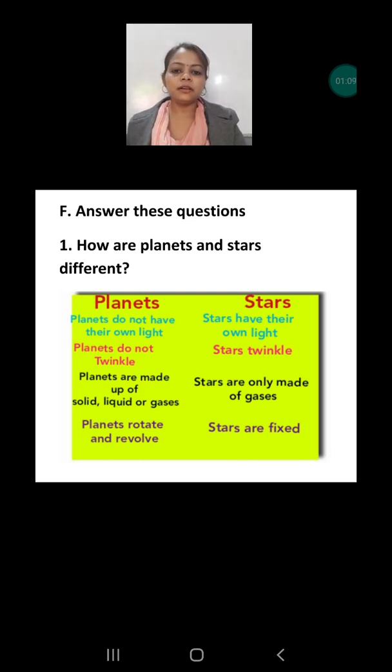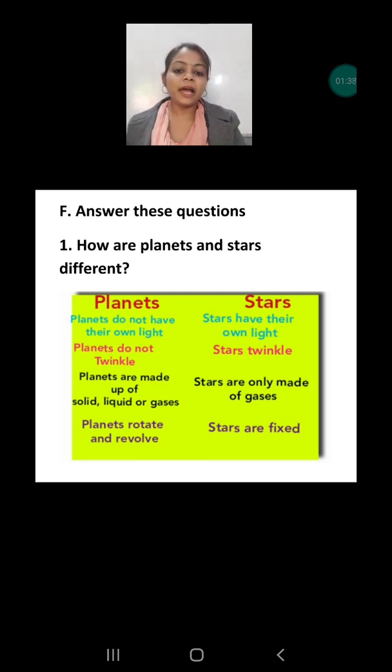Next, planets are made up of solid or liquid or only gases. In the inner planets, the planets are solid, whereas the outer planets are made of gases. Next, stars are only and only made up of gases. You all have learned that stars are formed from the combination of gases. In the center of the stars, only and only gases are there.